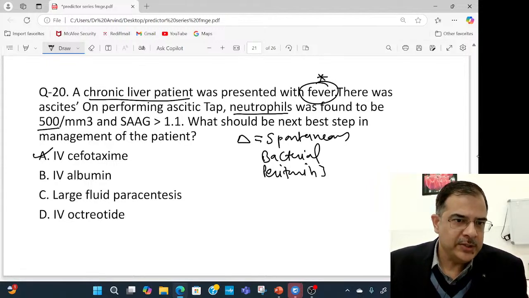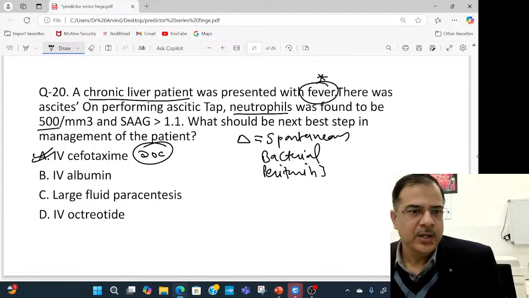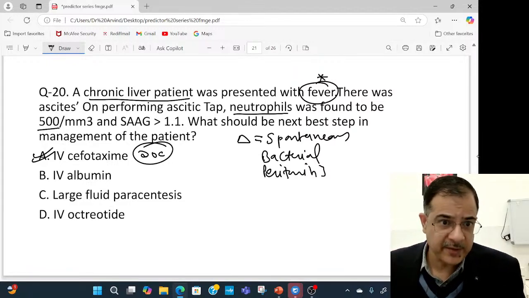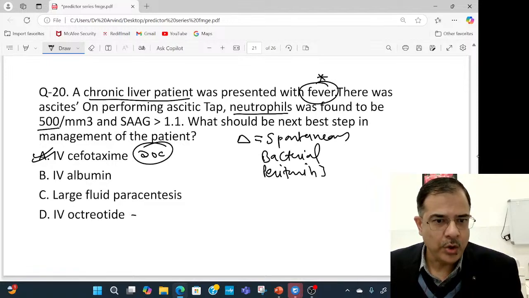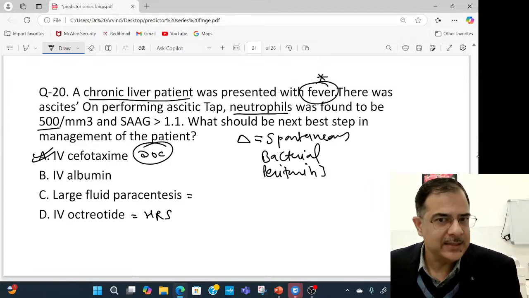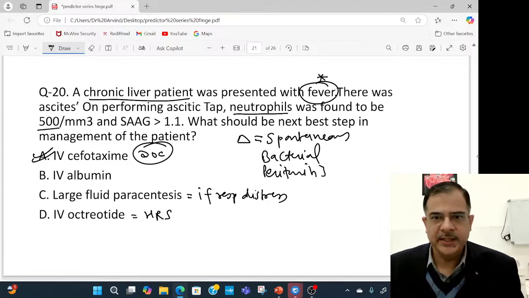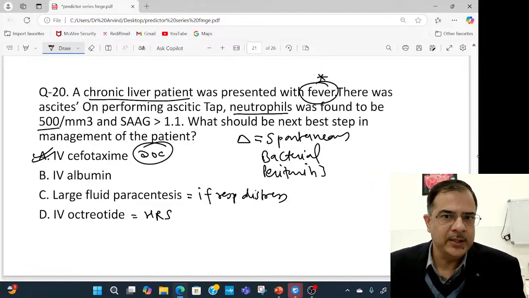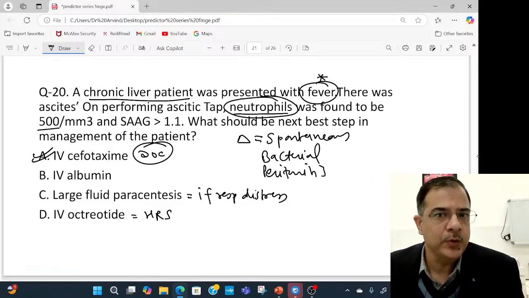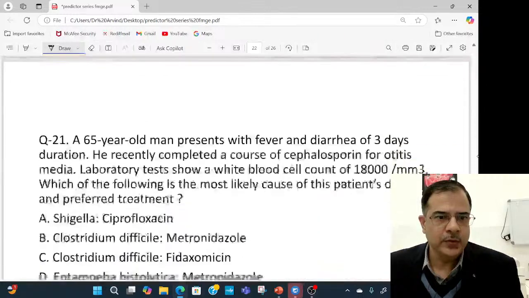And the treatment of choice, drug of choice, is cefotaxime, that will be given here. So the answer is intravenous cefotaxime. While octreotide is given in hepatorenal syndrome treatment, large-volume paracentesis is given if respiratory distress is there. So the answer is SBP, spontaneous bacterial peritonitis. The most important diagnostic criterion is a neutrophil count in the fluid of more than 250. That is the diagnostic hallmark. Now moving on to 21.